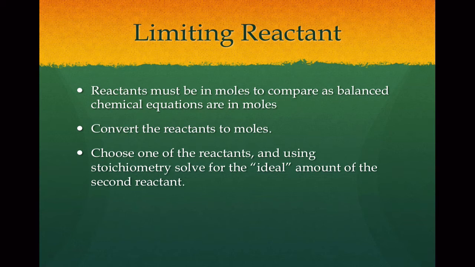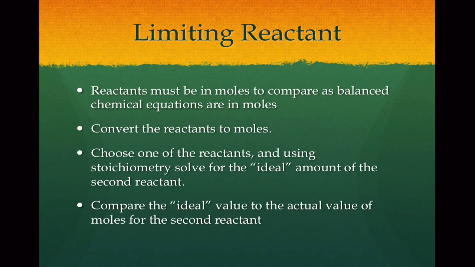And we're going to solve, using stoichiometry, what an ideal amount of the second reactant is. So we'll take one of the reactants, whichever one we like, and we'll run through using molar ratios to figure out what would be an ideal amount of the second reactant to work with it. We will then compare the ideal value to the real value. So we will need to have 2 values to actually go through these calculations.